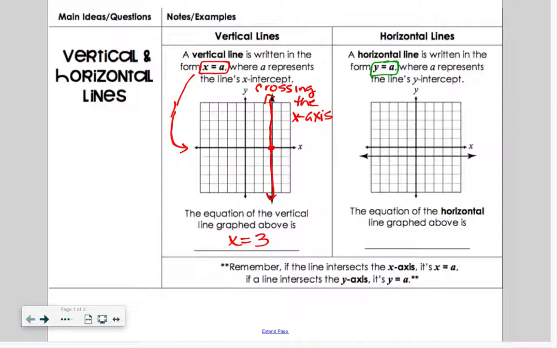And it's the same idea for horizontal lines. When it says y equals a number, it means that you're going to be crossing the y-axis. You're going to be crossing the y, and in order to cross it, you would need a line that's horizontal. In this case, the equation is that it crosses the y-axis where y equals -1.